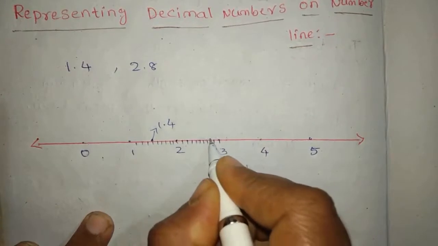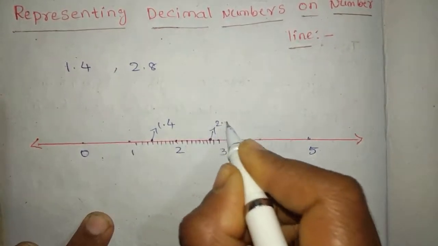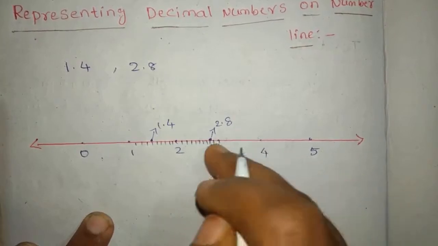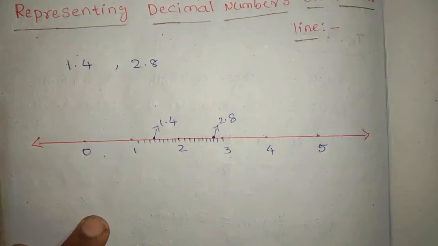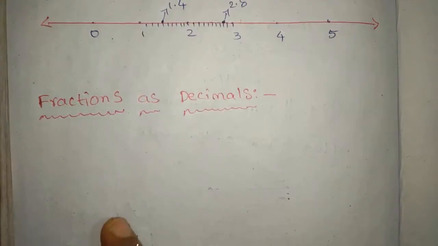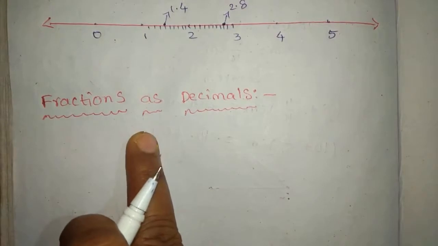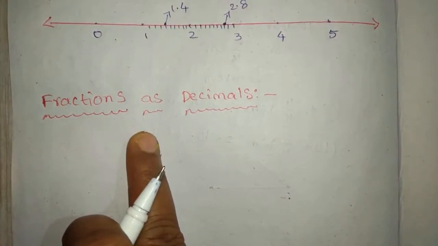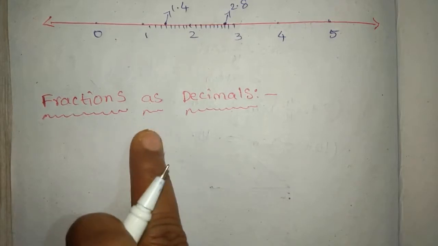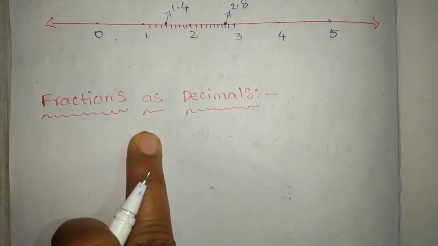So 8th part. This represents 2.8. Okay. Now let us see fractions as decimals. A fraction with denominator 10 can be written in the form of a decimal number.